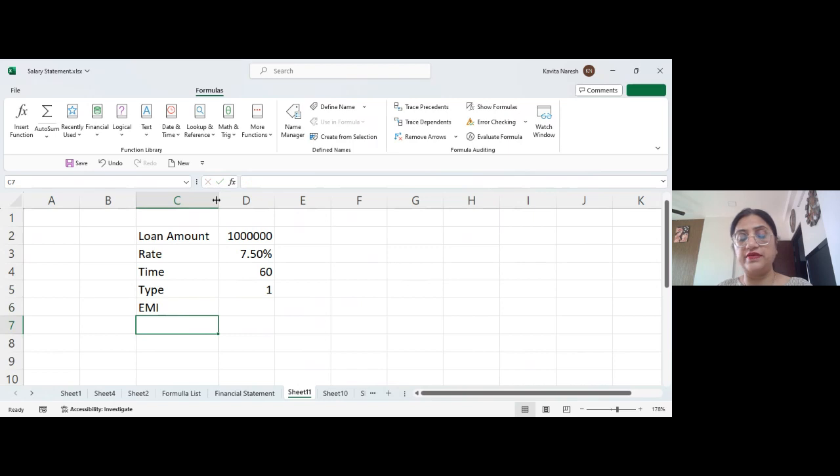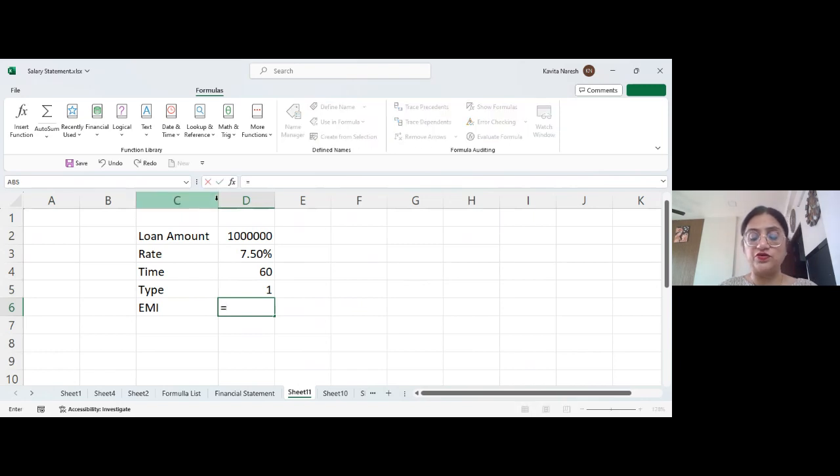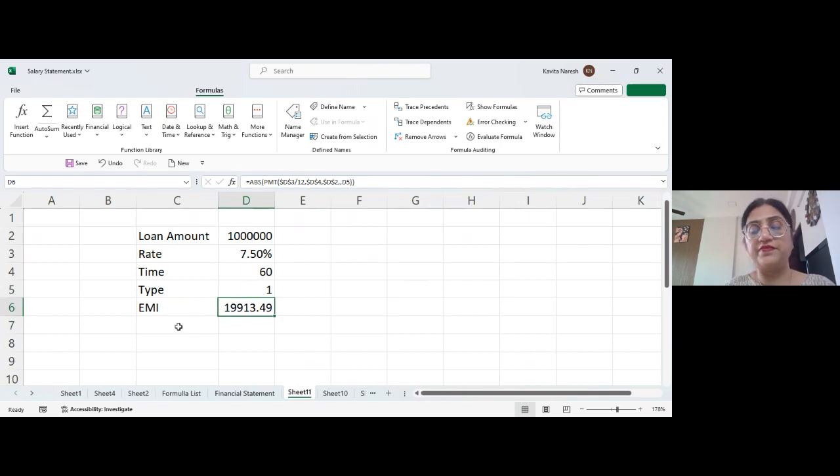Suppose I am typing here the EMI. But Excel doesn't know what is EMI. The built-in function to calculate the EMI is PMT. Is equal to PMT, rate, that should be divided by 12, comma, N per, this one, comma, PV, then comma, comma, type, I'm taking from here. Okay. Then bracket close. And I should use the ABS formula as an outer function. Okay. Now I calculate the EMI.